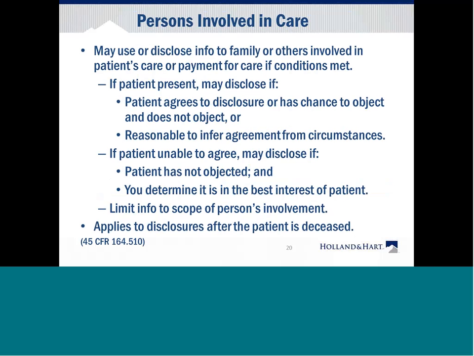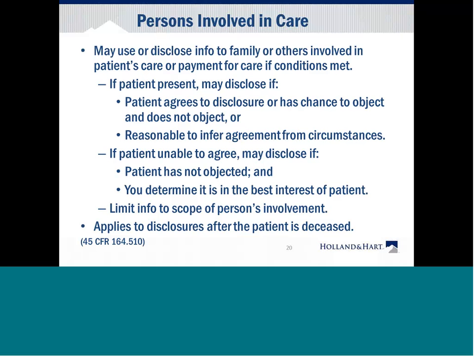If the patient's unable to agree, either because the patient's not present or maybe because the patient's incompetent or unconscious, you may disclose if the patient has not objected on a prior occasion, so they never told you, hey, don't disclose this information to my family, and you otherwise determine that it's in the best interest of the patient. Now, if you're going to disclose that information, you still have to limit the scope of the information to the scope of that person's involvement. So if that person's involved in making the payment for that particular patient, then you can disclose information relevant to making that payment, but you shouldn't disclose necessarily everything.